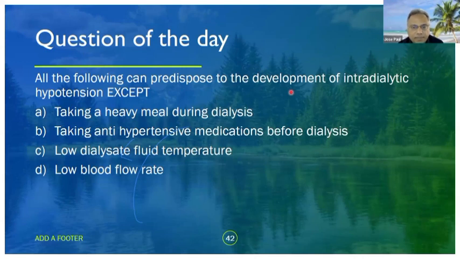Now I'll wind up with the question of the day. This is a quiz: all the following can predispose to the development of intradialytic hypertension except. So the question is, except: taking a heavy meal during dialysis, taking antihypertensive medication before dialysis, low dialysate fluid temperature, low blood flow rate.